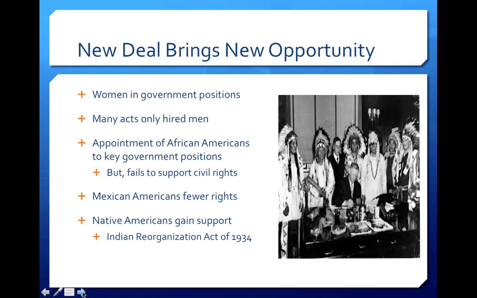Native Americans do gain support. John Collier, a commissioner of Indian Affairs, helped create the Indian Reorganization Act of 1934, whose main theme was to move away from assimilation, so that Native Americans could now pursue autonomy. It also helped create and restore some reservation lands to tribal ownership.